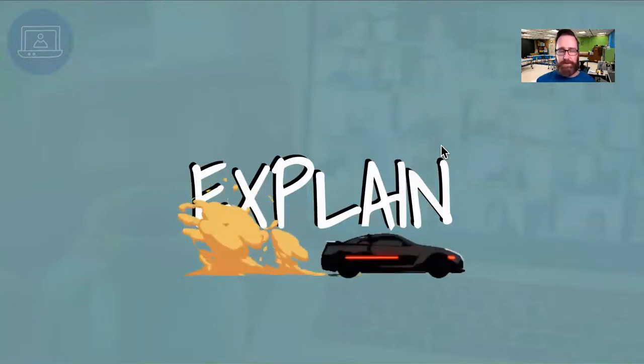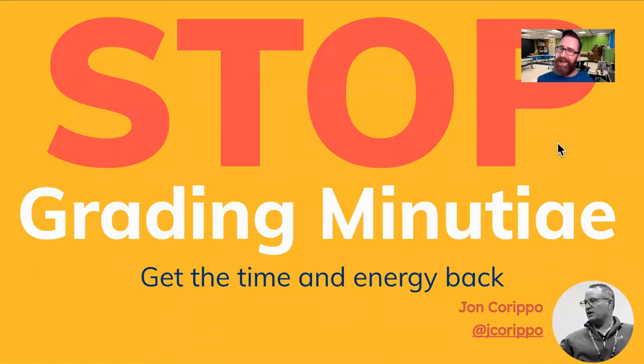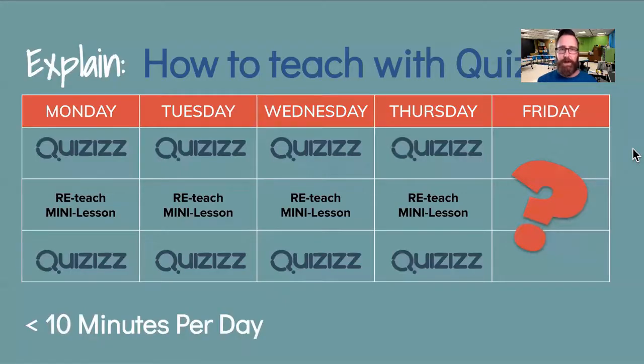So now we're going to move on to the explain part of our session. Typically I would have students explain, but I'm going to explain. This is all about, as my good friend John says, stop grading minutia. If it's DOK level 1 or level 2, let's stop grading that. Let's stop with all of those multiple choice questions and let computers do that, because they can, and we live in 2021 now. Let's get our time and energy back.